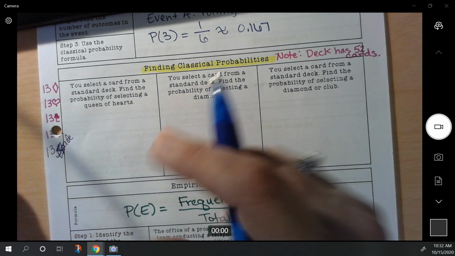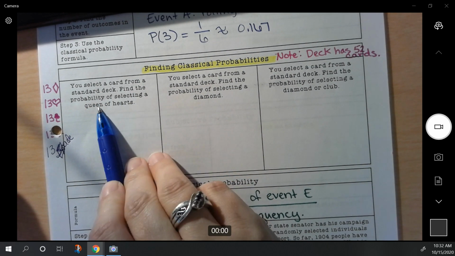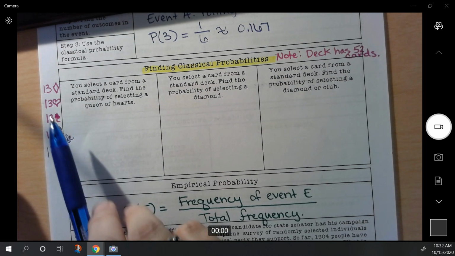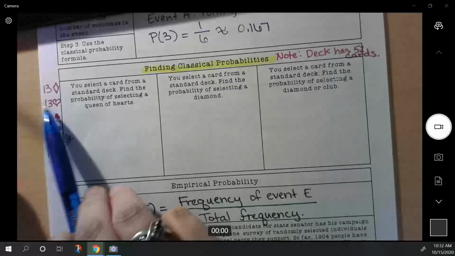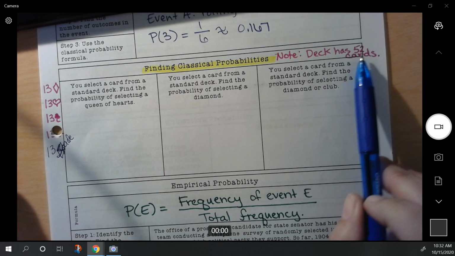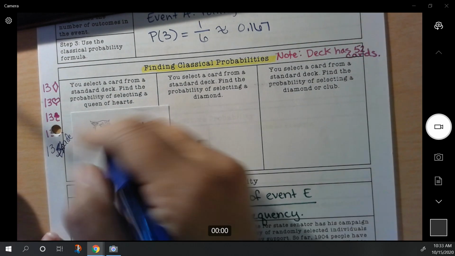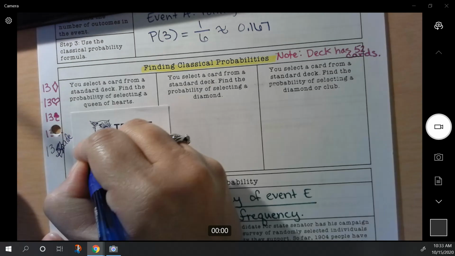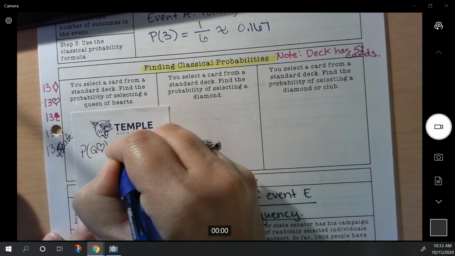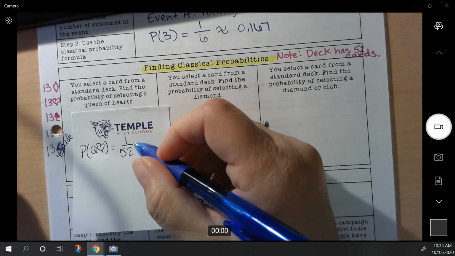Okay, so you select a card from the standard deck, the probability of getting a Queen of Hearts. Well, in each one of these sets, there's one of every card type. So there's only one Queen that is a heart out of the 52 cards in a deck. So your probability of a Queen of Hearts is 1 out of 52 because there are 52 cards to choose from and only one of them matches that specific one.